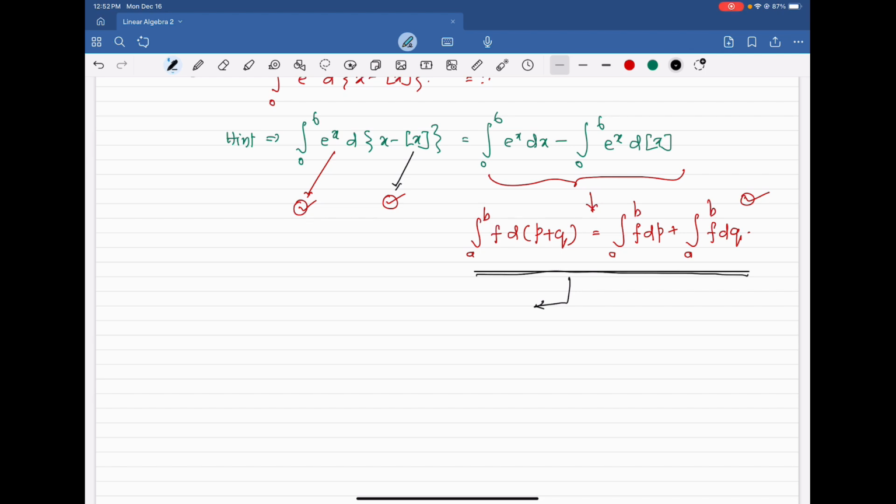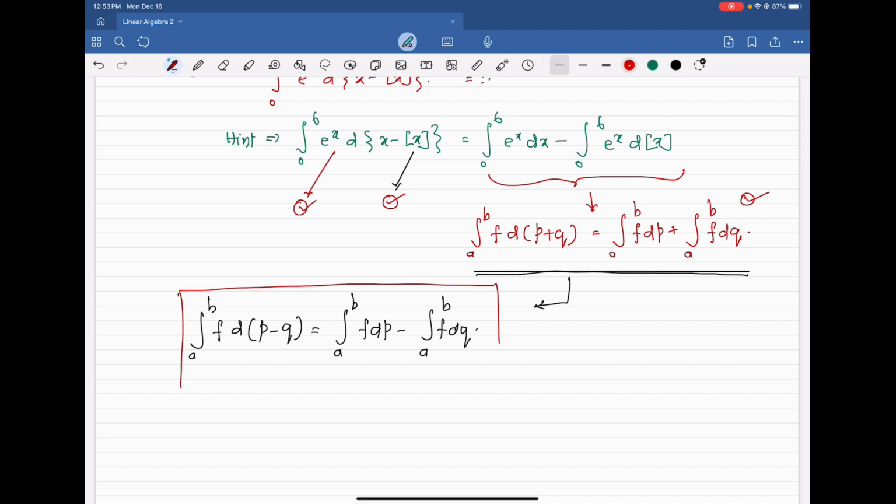For example, can I write like this? Integral a to b, some function is integrated with respect to d(p minus q). Can I write a to b function dp minus integral a to b function dq? It may look very simple, but let's work on it.